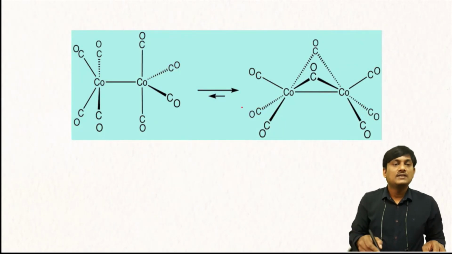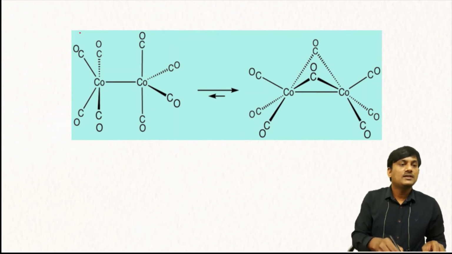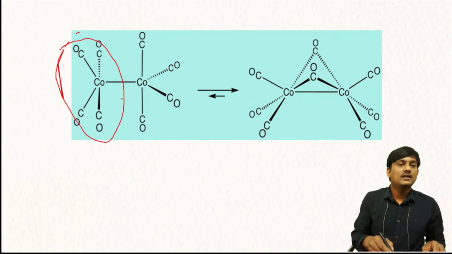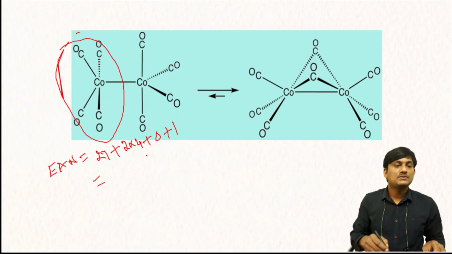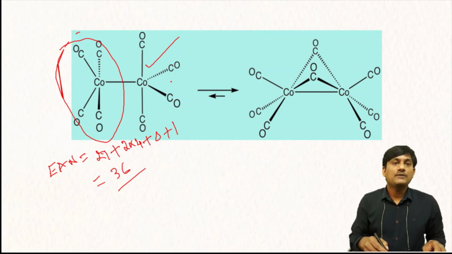Let us take Co2(CO)8, both the structures, non-bridged and bridged structures. In the case of non-bridged, let us take this fragment, both are similar. For this, what is the EAN? EAN is equal to the Z value. The Z value is 27, plus 4 terminal ligands, 2 into 4, plus there is no bridge, 0, plus 1 metal bond, 1. So it will be 27 plus 8 plus 1, it will be 36. For this also you will get 36. So according to the effective atomic number rule, this one is stable.